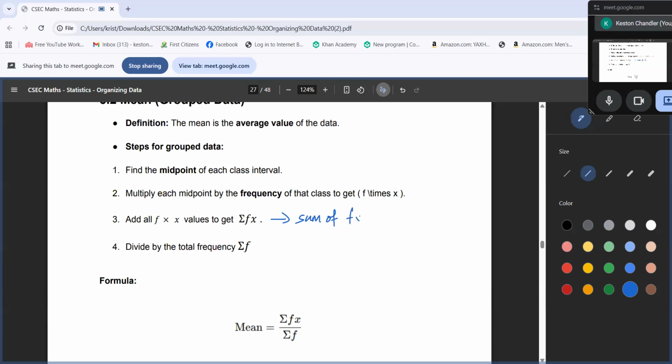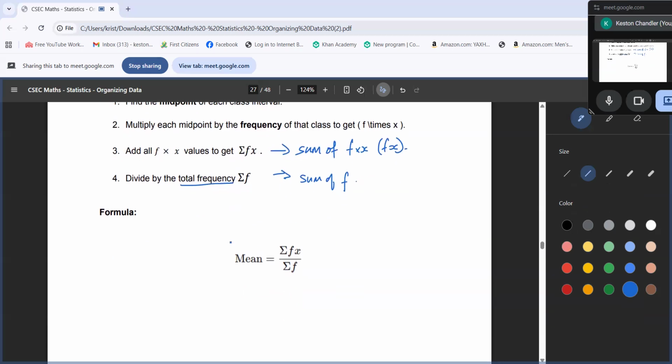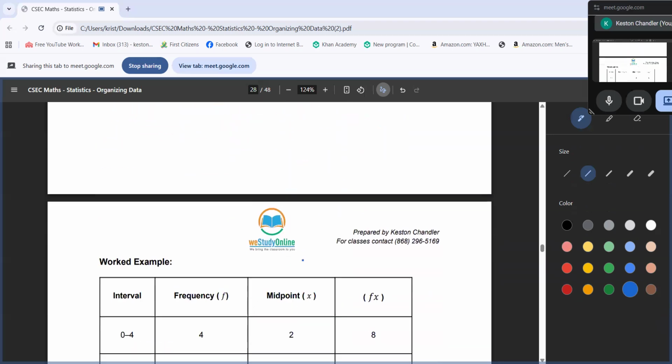of f times x values. And then we will divide it by the total frequency, which we are calling the sum of f. So this is the formula for the mean: the sum of f x over the sum of f. Now, this will be better understood with an example.